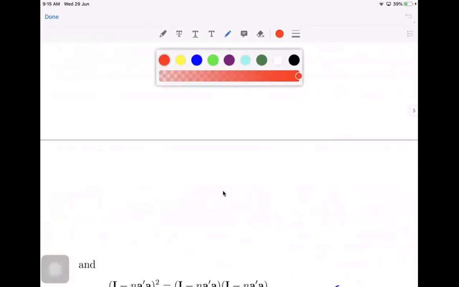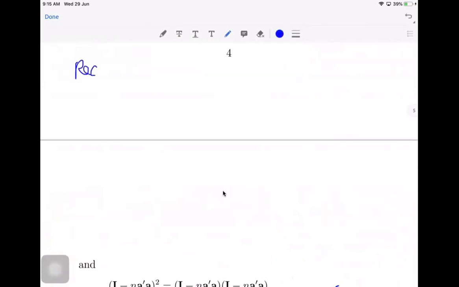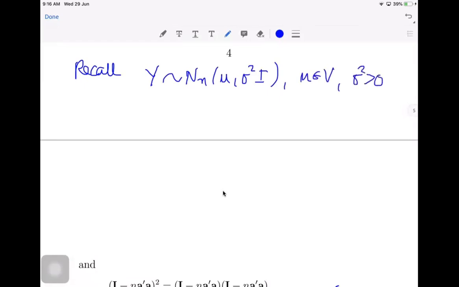So let's do some review. So recall, if you have a random vector Y normal with mean mu and covariance sigma squared I, where mu is in some subspace V, sigma squared is positive, and P is less than N. So your V here is P-dimensional.